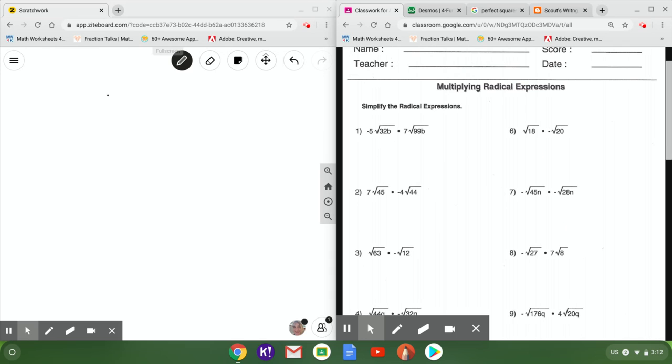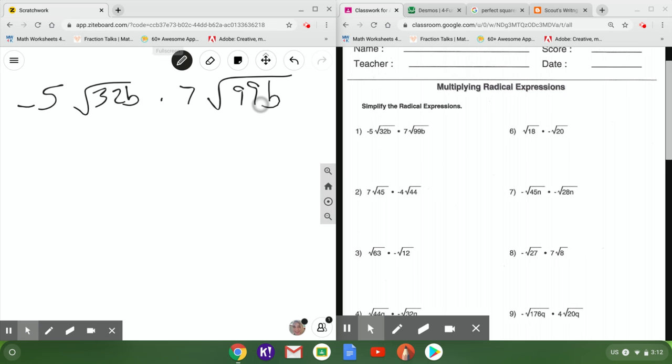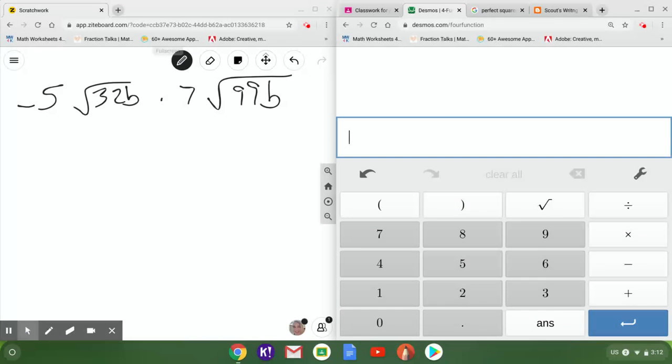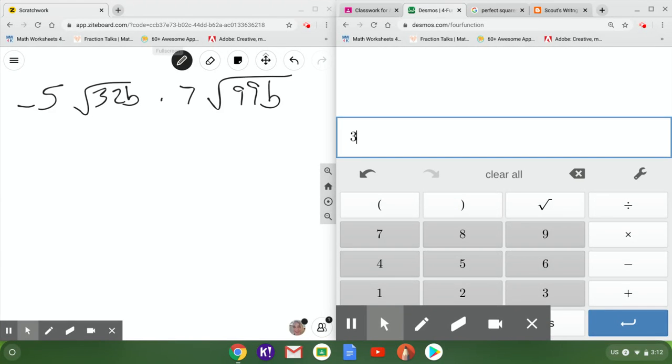32 and 99 are huge, so instead of multiplying those out, I'm going to simplify right at the beginning. So we have negative 5 times square root of 32b, then times 7 square root of 99b. Well, I know from the 32 that based on this list, it's divisible by 4. I know 32 is divisible by 4, and 8's also divisible, but it's also divisible by 16, a perfect square.